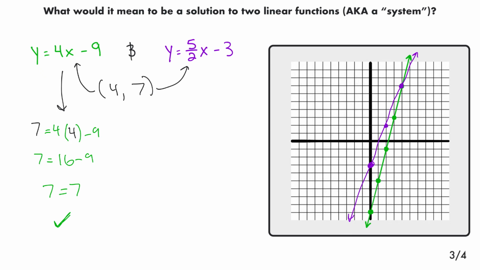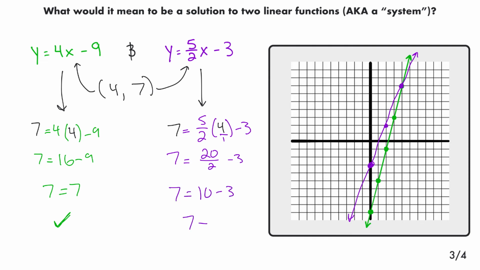Then I also have to check it for the purple equation. Substitute it in, and we would get 7 is equal to 5 over 2 times 4 minus 3. That means 7 is going to equal 20 over 2, because it's top times top, bottom times bottom when you're multiplying fractions, minus 3. 7 is going to equal 10 minus 3. 7 equals 7. It works for both. So yes, this is a solution to the system. It's a coordinate that validates both functions.